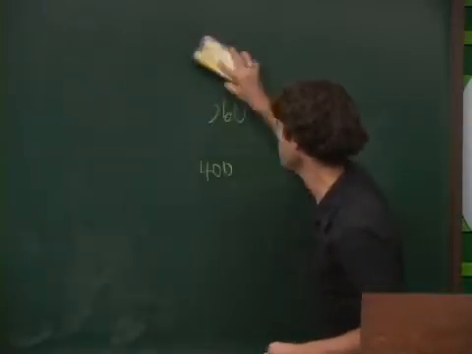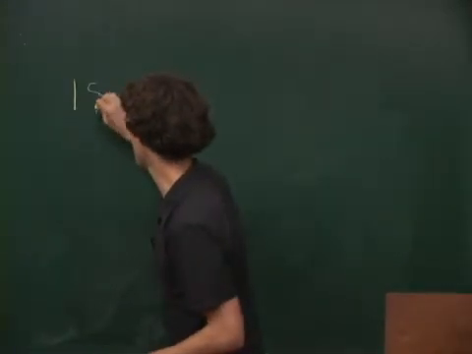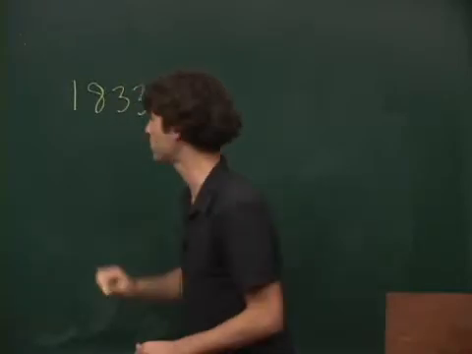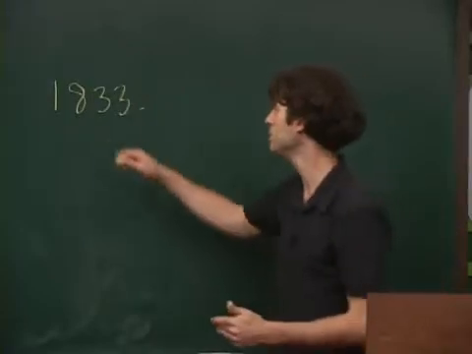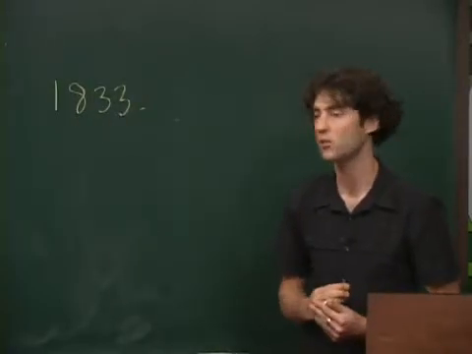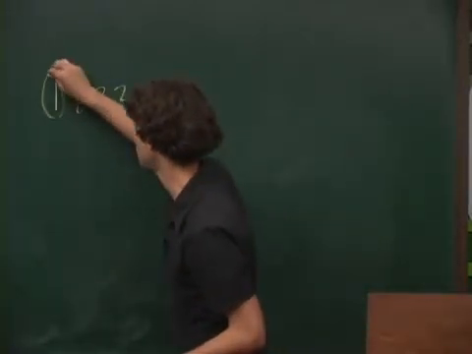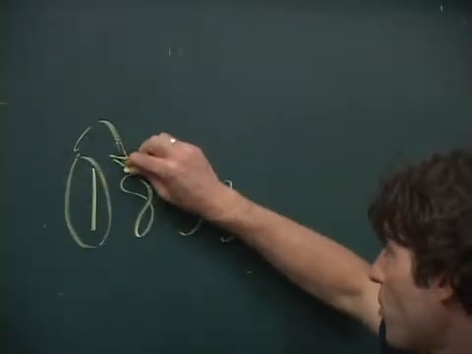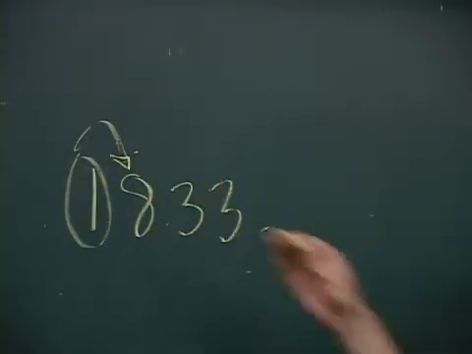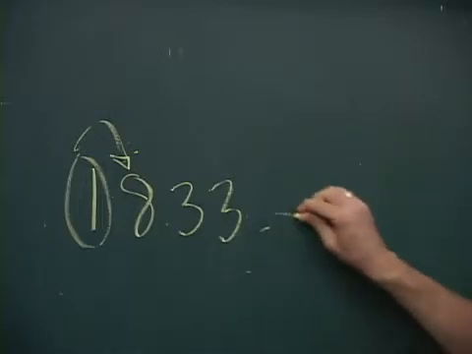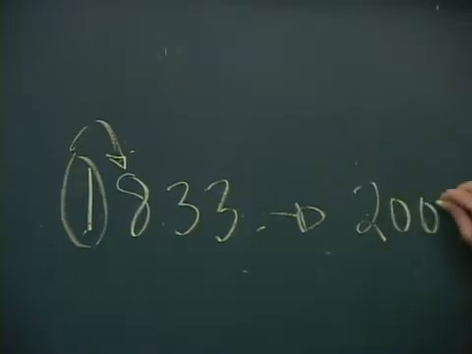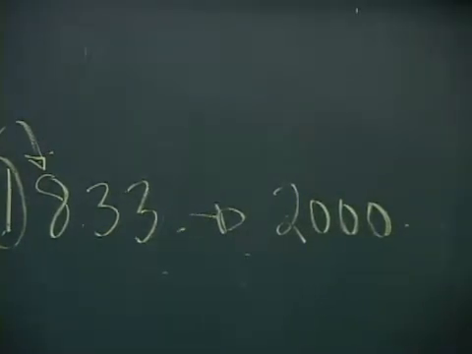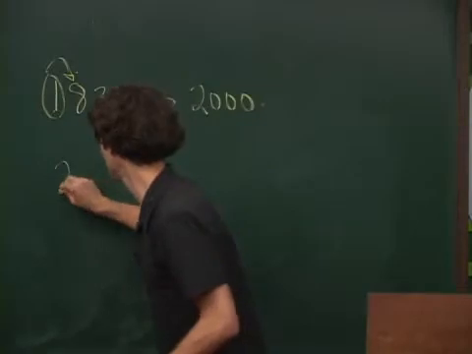And it's the same for thousands. If I give you the number 1,833, and I ask you, what is the nearest 1,000 to 1,833? Well, you look at the 1,000 column, and you take the number on the right, and you look, and it's greater than 5, so that means that this will go up to a 2, and it means that it will become 2,000.